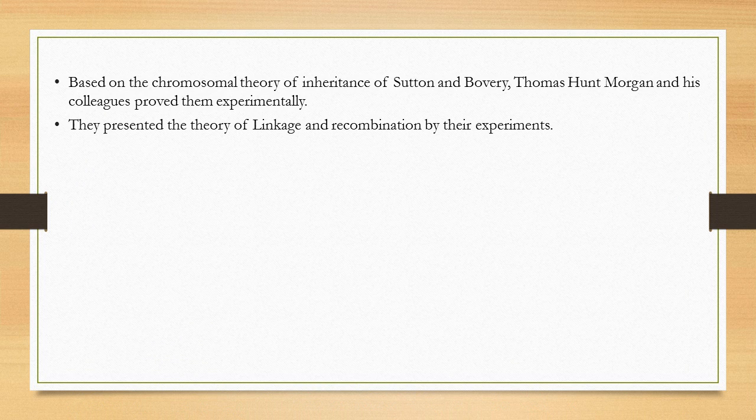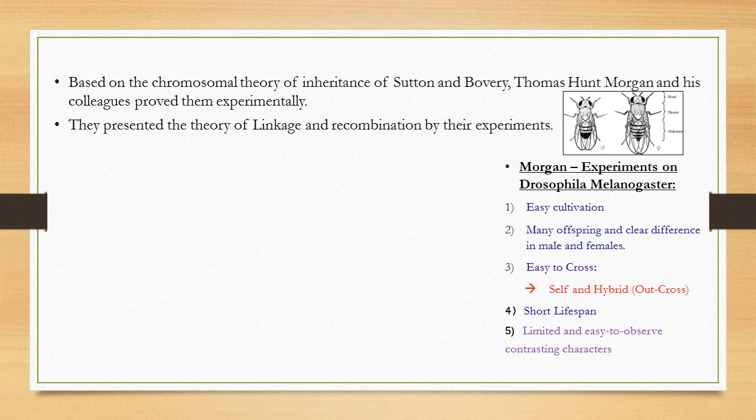Now, based on the chromosomal theory of inheritance of Sutton and Boveri, the next experimental proof was given by Thomas Hunt Morgan and his colleague. Why? To prove the inheritance theory of Sutton and Boveri, that is the chromosomal theory. Now they presented the theory of linkage and recombination by their experiment. So the theory of Thomas Hunt Morgan is named the principle of linkage and recombination. What it is, how it is, that's what we will study later in the next lecture. But today we are getting an introduction to the theory.